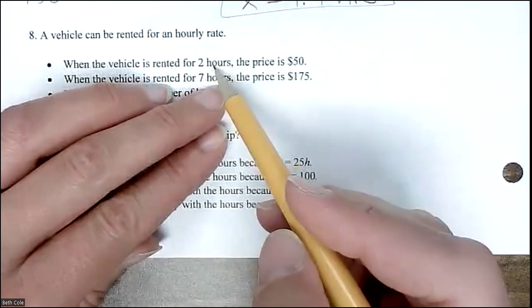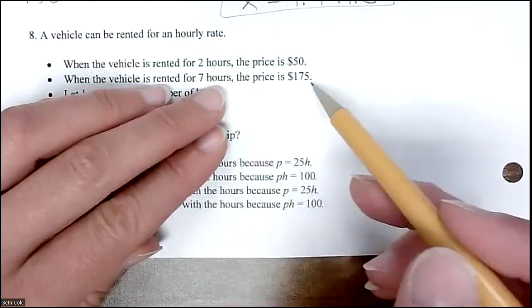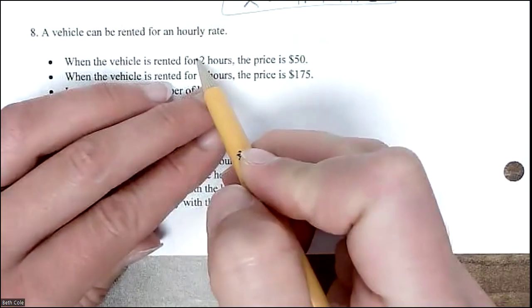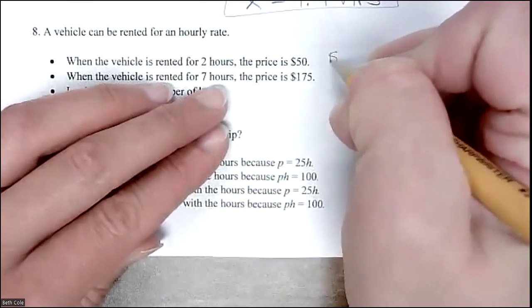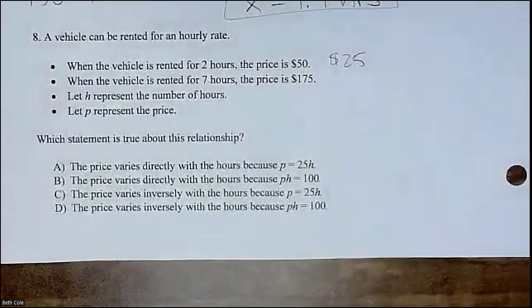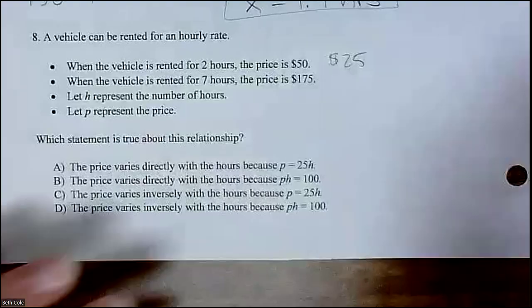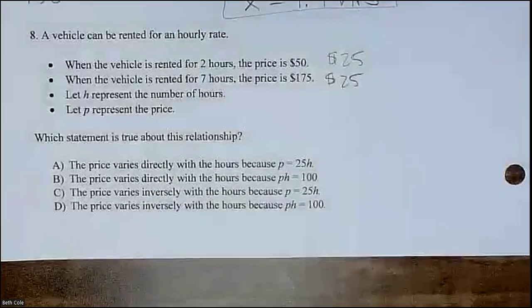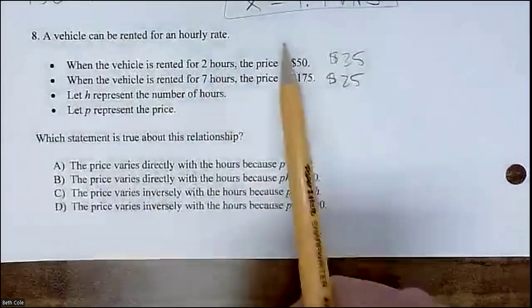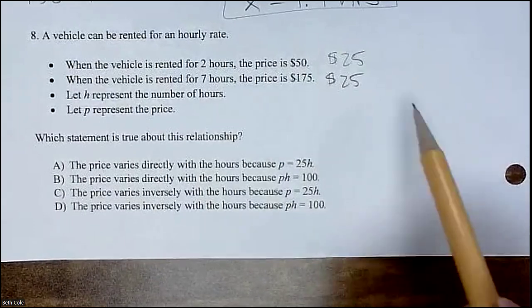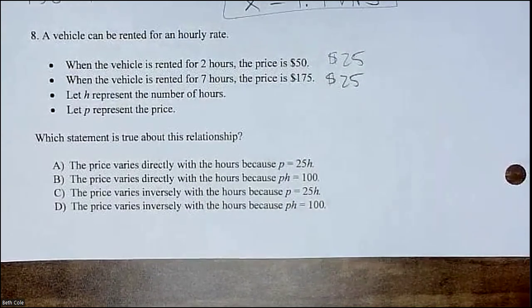If it's rented for 2 hours, you spend 50. If it's rented for 7 hours, you spend 175. We're going to divide. If you do 50 divided by 2, what do you get? 25. And if you do 175 divided by 7, just to double check, I mean, it's going to be the same, but if you do 175 divided by 7, see how it comes out to 25? Now, say you try and divide them and it's not the same. Then instead of dividing them, you would multiply them and see if they come out the same. Just try divide and try multiply and see which one works. But that 25 represents how much you're spending per hour.